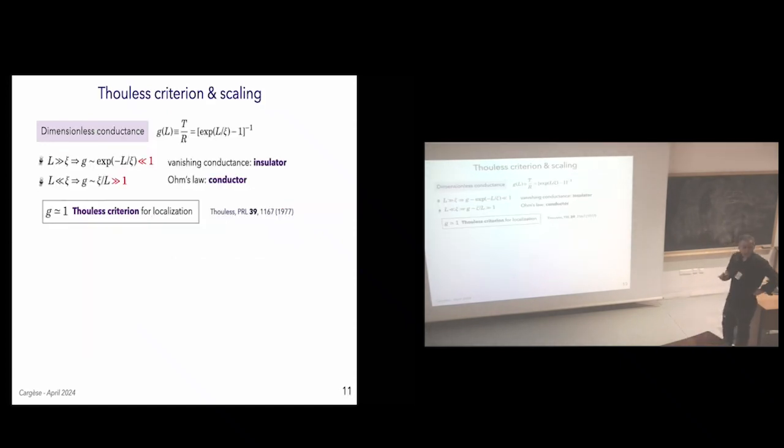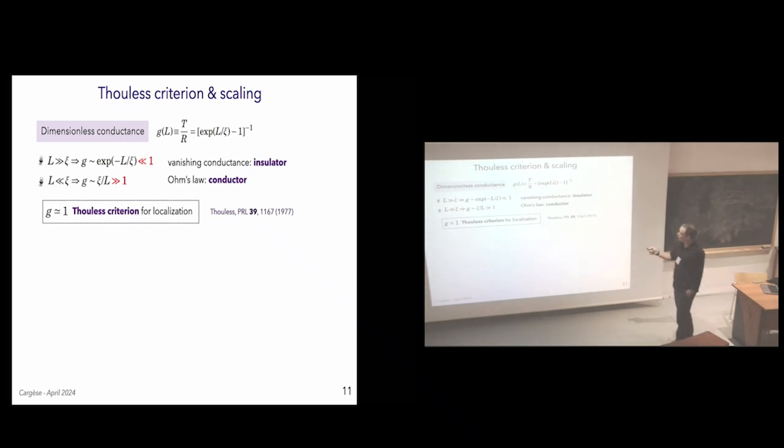Okay, right. So now to continue to characterize in a bit more detail this localization, from now on I will work with a different object that I introduced before, the dimensionless conductance. In 1D, the dimensionless conductance is very simple. It's just the ratio of the transmission to reflection coefficients.